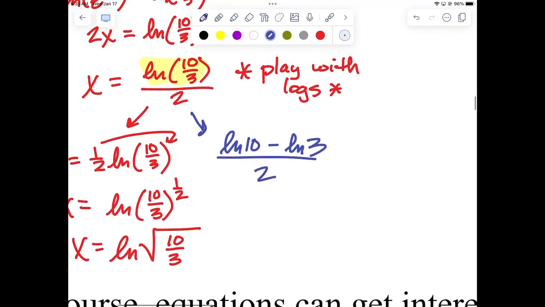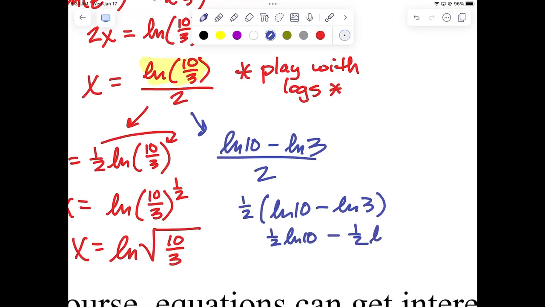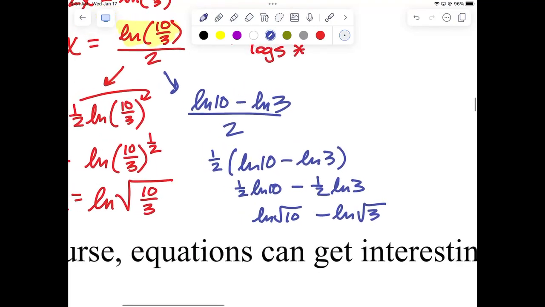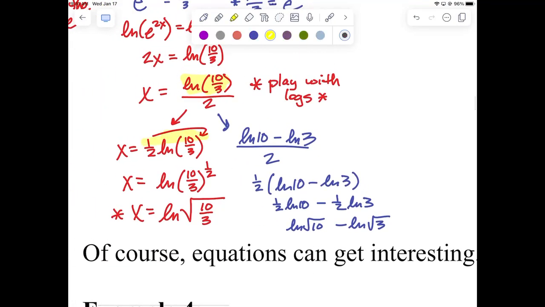Okay, so I can leave it like that, or I can write it as 1/2 times the natural log of 10 minus the natural log of 3, or I can distribute the 1/2 and say it's 1/2 natural log of 10 minus 1/2 natural log of 3, and then I could bring the 1/2s back up on both of them and say it's the natural log of the square root of 10 minus the natural log of the square root of 3. These are all equivalent answers.